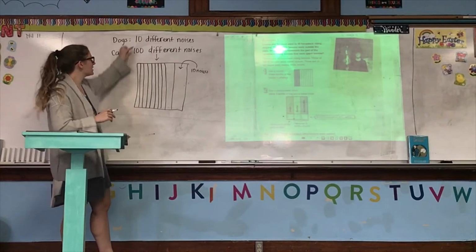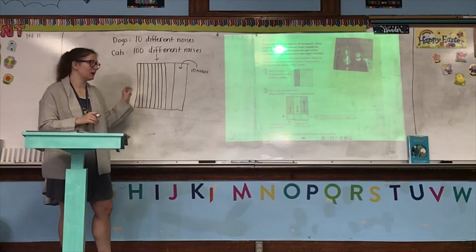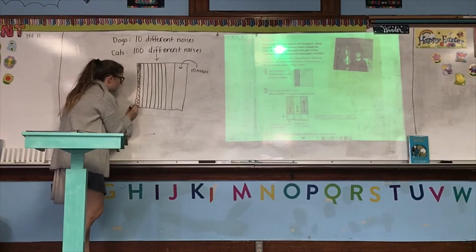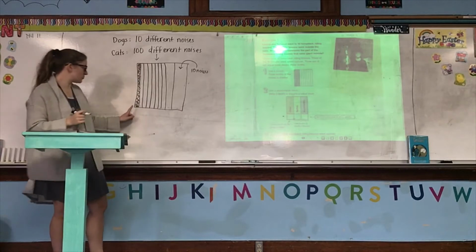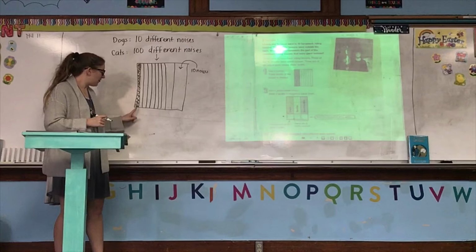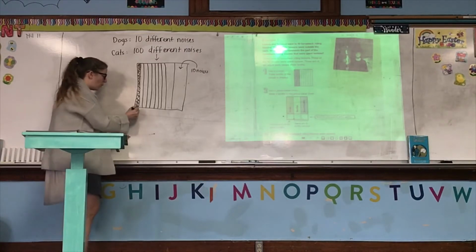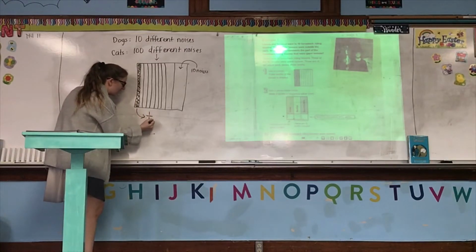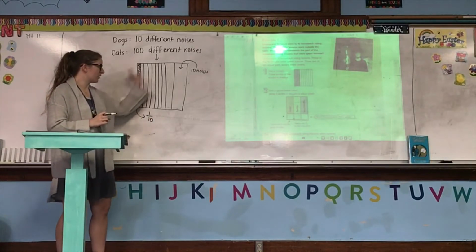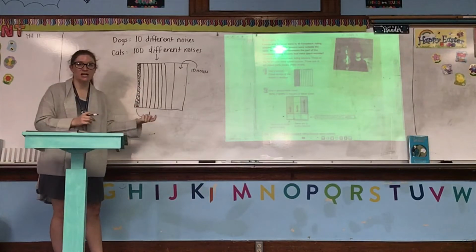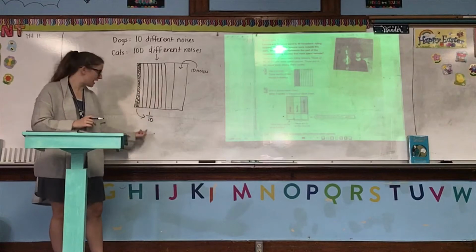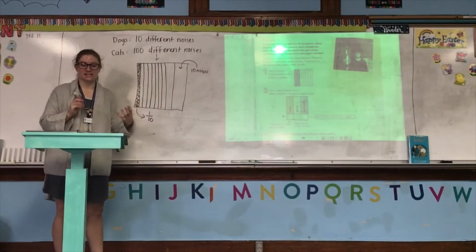So I know that dogs can make 10 different noises. So what I'm going to do is shade one of these pieces, because remember, each piece represents 10 noises. So that means that dogs can make 1/10 of the noises that cats can make. Because we have our 100 cat noises, each piece represents 10, so that means 1 out of 10 shows how many dogs can make versus cats.